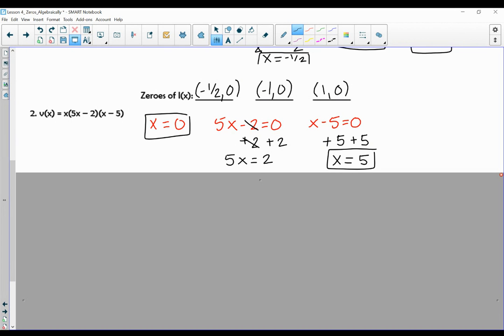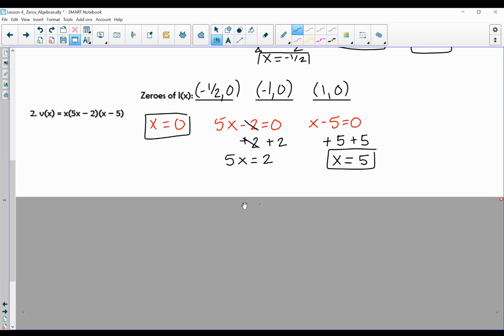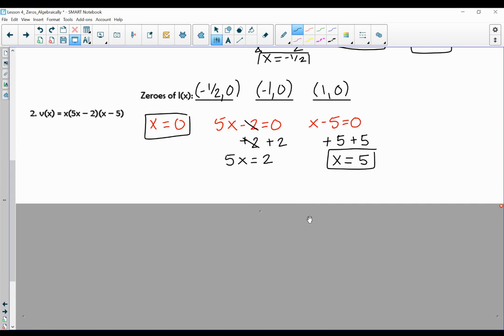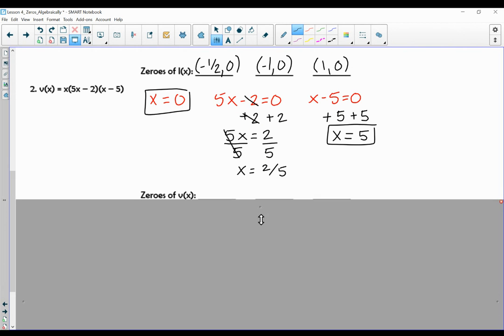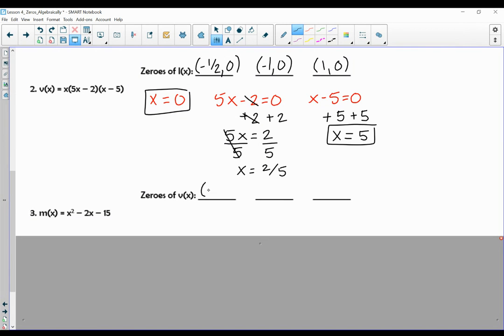Remember, anytime there is a number in front of the x, anytime x has a coefficient, that means it is being multiplied. So this is 5 times x. So since it's being multiplied, we need to divide it in order to get it away from the x, because we have to do the opposite operation. And we get x equals 2/5. So I know that I have an intercept or a 0 at 0, 0, at 2/5, 0, and at 5, 0.